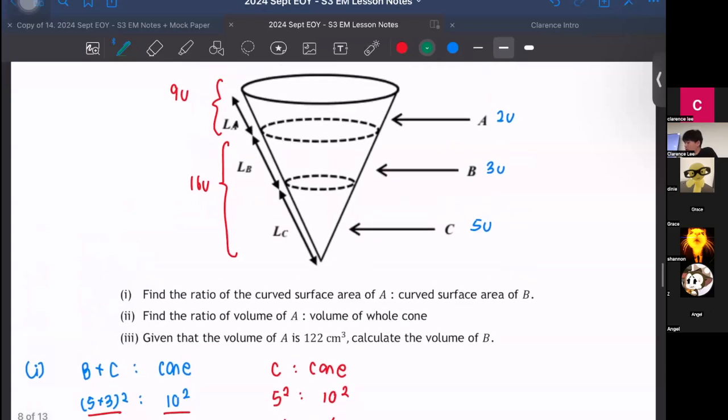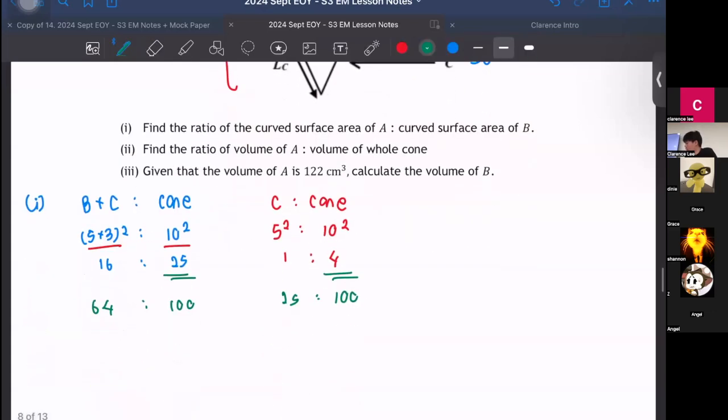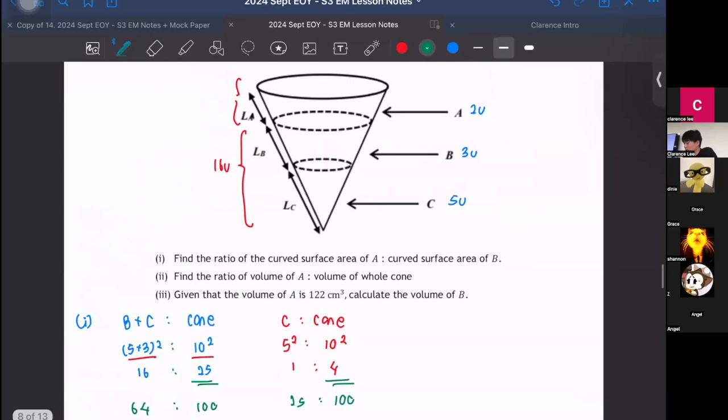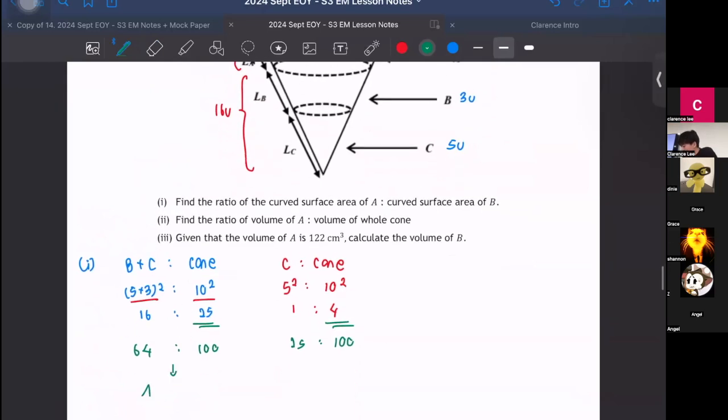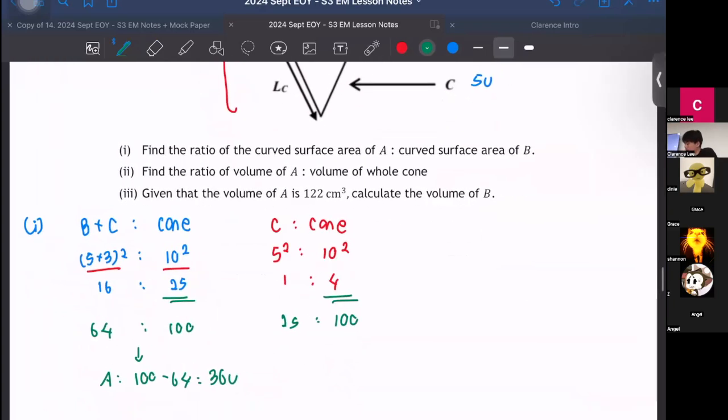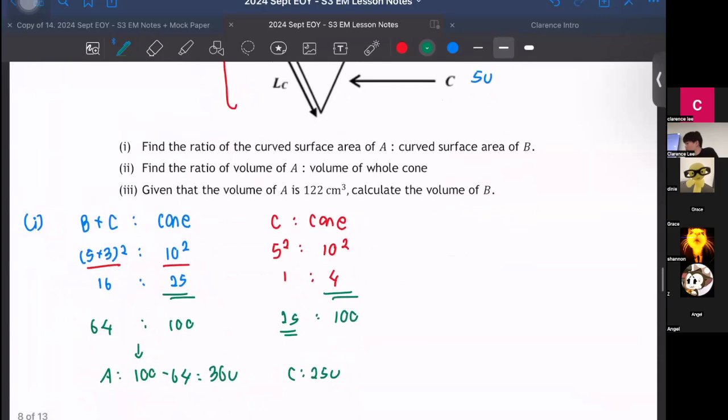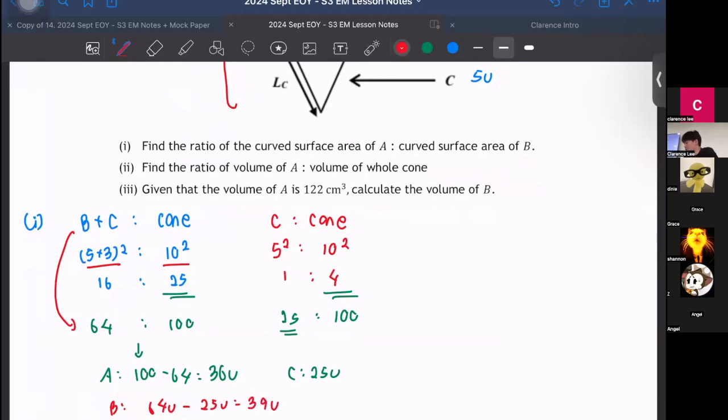Which means A is no longer 9 units. Take note. Because if B plus C is 64 and the entire cone is 100, from here, A must be 100 minus 64 to give me 36 units. And C is 25 units. And according to my formula here, what am I saying? I am saying that B plus C is equal to 64. So once I know what is C, can I find what is B or not? You can, right? It's just 64 units minus 25 units to give me 39 units.